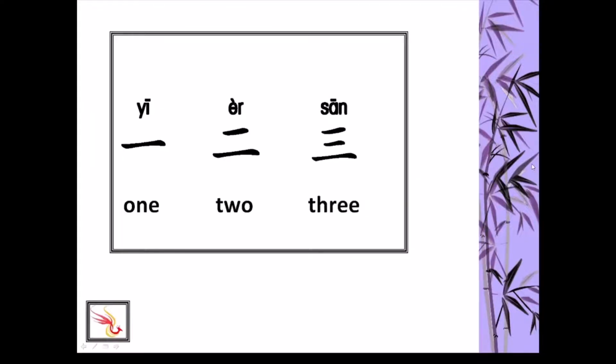Okay, 1, 2, 3. They're pretty easy. The easiest Chinese characters to write. Let's count number 3. 1, 2, 3. 3 strokes. The strokes are the lines of each character.